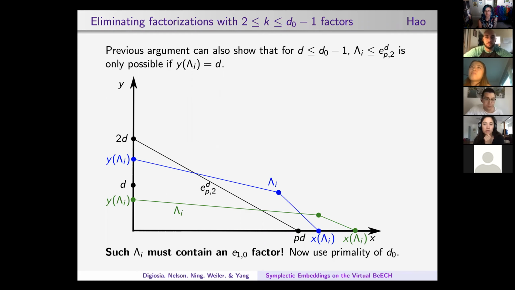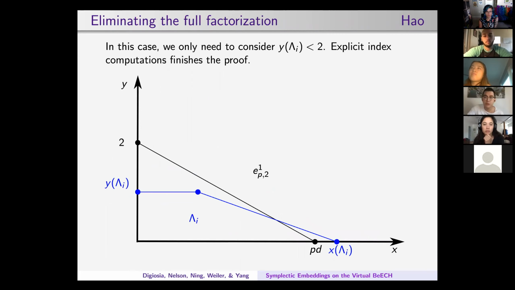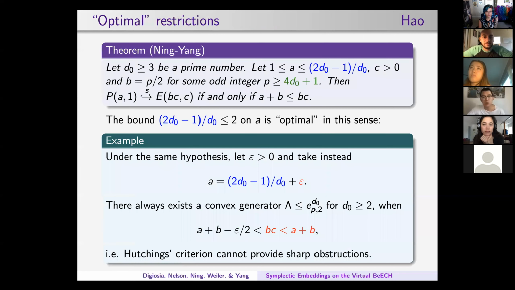So in the last case, where we actually have d naught different factors, we factorize each lambda prime into each individual EP2 to the 1. We actually only need to categorize lambda i when it's less than or equal to EP2 to the 1. There is no trick here, and explicit index computation using the third bullet point of Hutchings criterion can finish the proof for us.